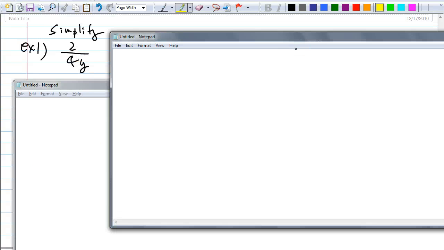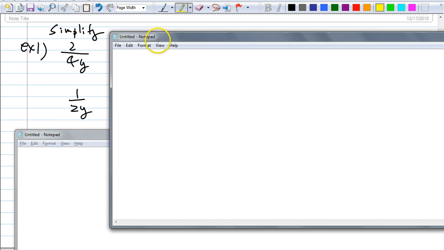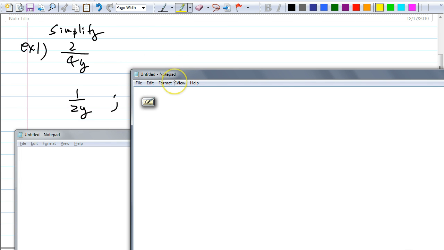There you are: 2 over 4y. This is a very simple example. So how would you simplify this fraction? Anybody have an idea? Come on, how do you simplify this fraction, guys? Ryan? Divide top and bottom by 2. Yeah, you could divide top and bottom by 2.